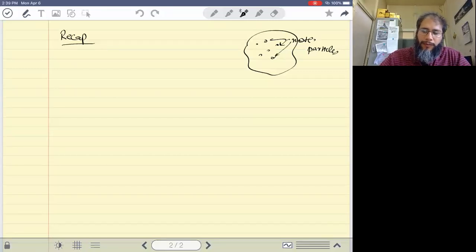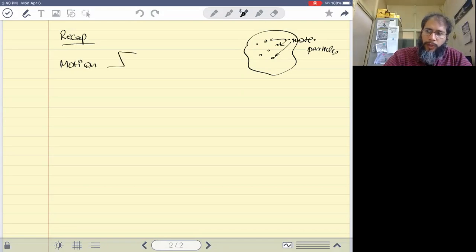Then we said that if you apply some stress field on the body, which we're not interested in for this particular discussion, then after doing that, the body may move. So the motion of the body can be split into two major parts. One we call rigid body motion, and the other we call deformation.